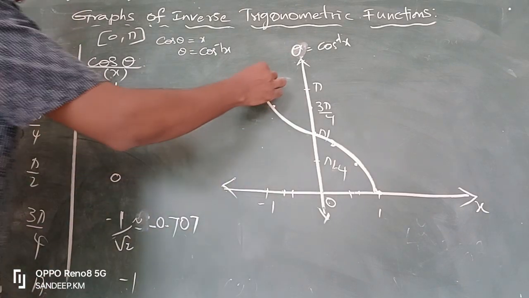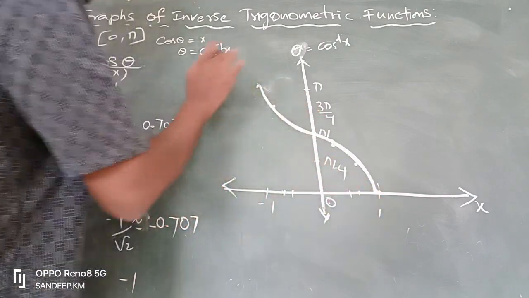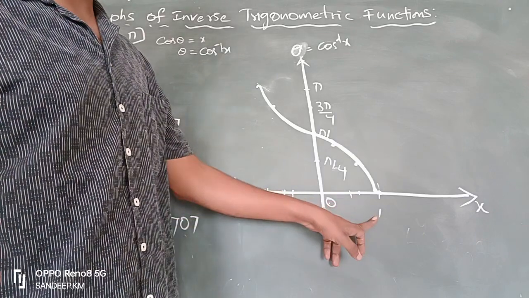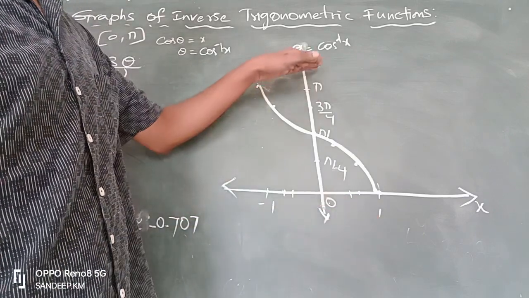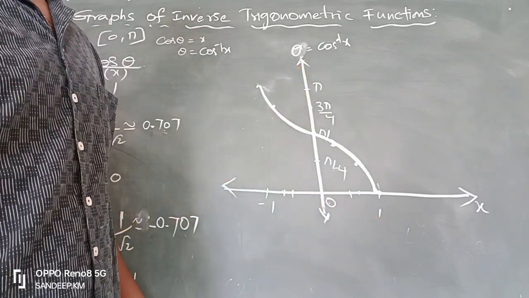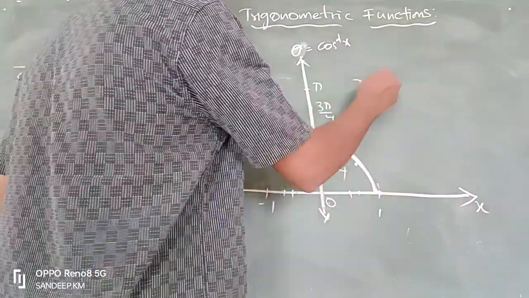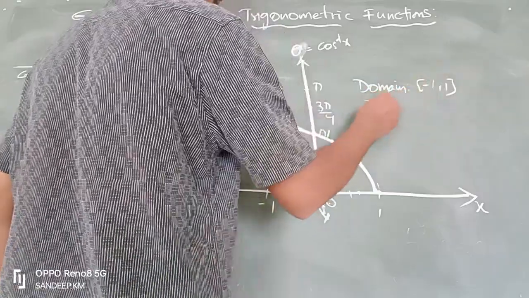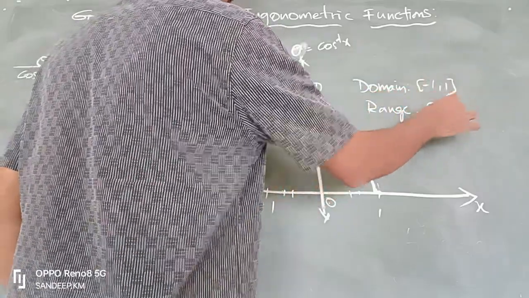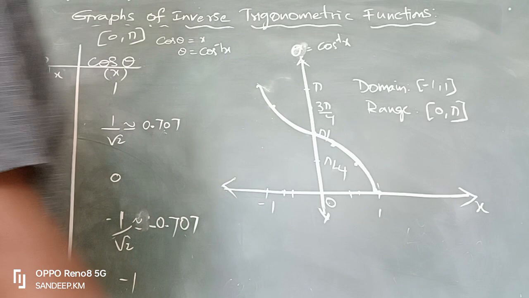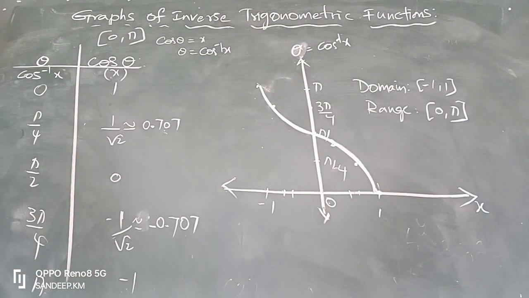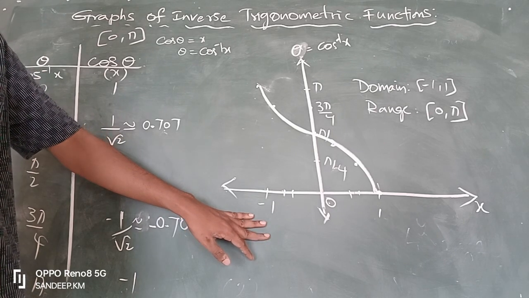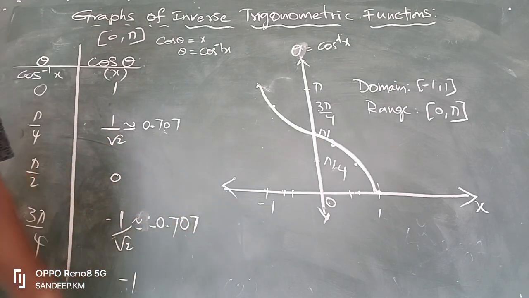Again, we don't have any arrow marks here or here. Please observe this. It is not going to extend. The domain will be minus 1 to plus 1. The range will be 0 to pi. Okay? So once again I am writing that the domain of cos inverse x is minus 1 to plus 1. The range is 0 to pi. It's very important to remember domain and range of inverse trigonometric functions. So this is how we draw the graph of y is equal to cos inverse x, or f of x is equal to cos inverse x.